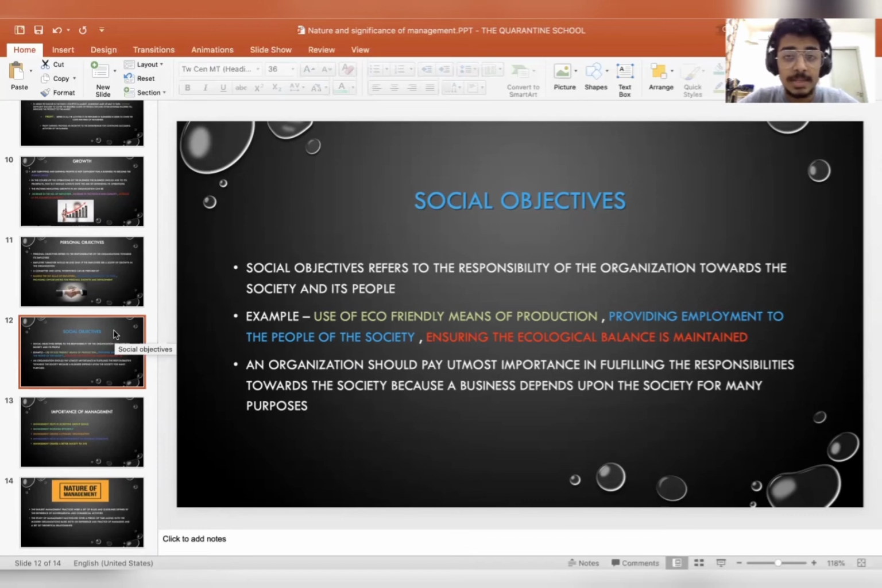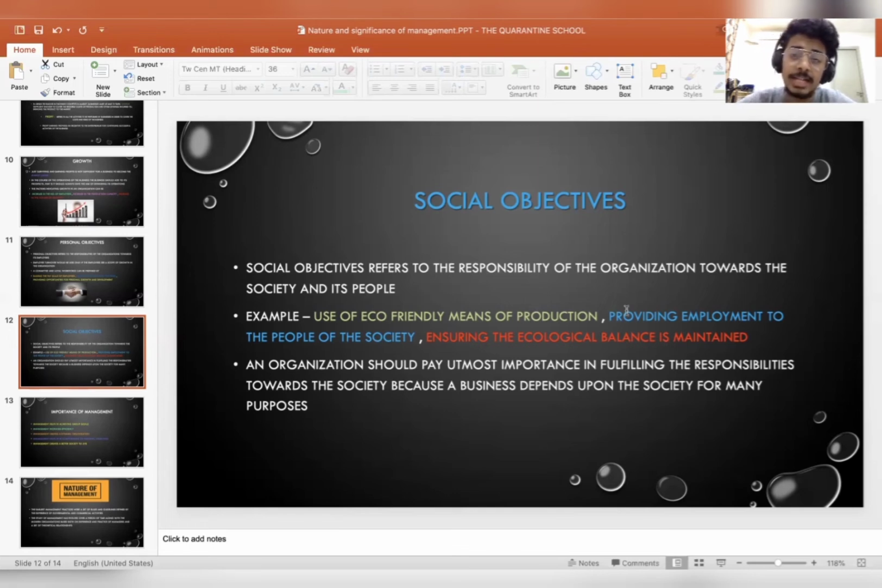Since society plays a very important role in helping the organization achieve its goal of maximizing profits, it must take care of the society. Some of the ways by which an organization can help the society are: number one, use of eco-friendly means of production; number two, providing employment to the people of the society; and number three, ensuring the ecological balance is maintained.